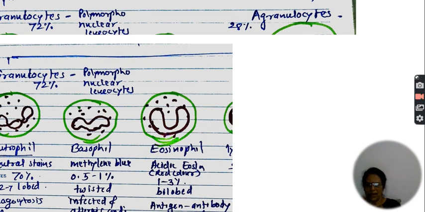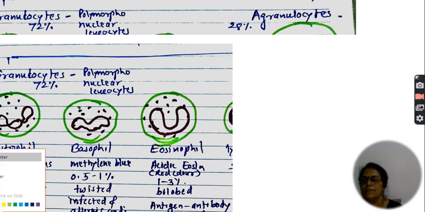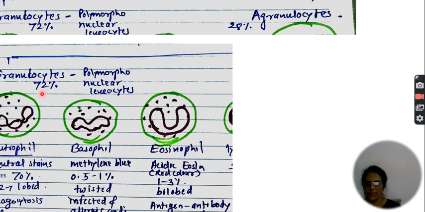The granulocytes are polymorphonuclear, that is, different types of nucleus are present, and 72% of the white cells are granulocytes. That's why they are called polymorphonuclear leukocytes. The neutrophils stain with neutral stains, that's why they are called neutrophils.